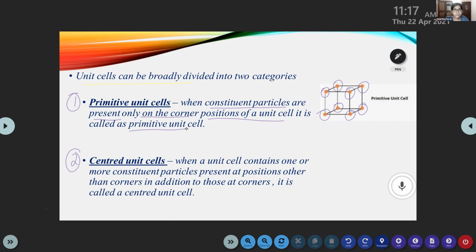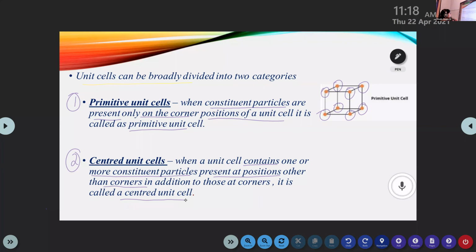Yes, ma'am. Okay, then the second type is known as centered unit cells. In the case of a centered unit cell, the unit cell contains one or more constituent particles present at positions other than corners. This unit cell contains constituent particles not only at corners but also at certain other positions. There are certain constituent particles in corners, along with that, some constituent particles in other positions. Such unit cells are together known as centered unit cells.